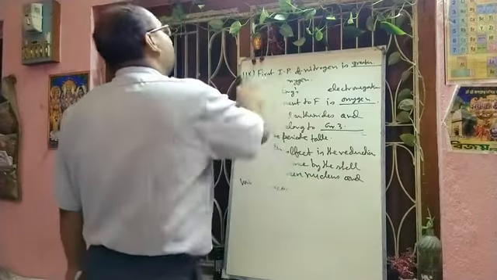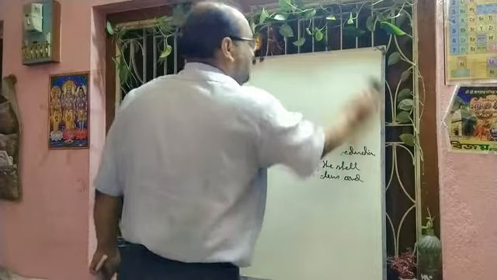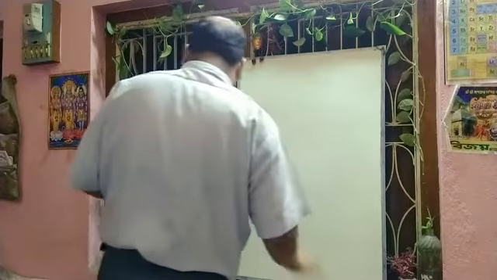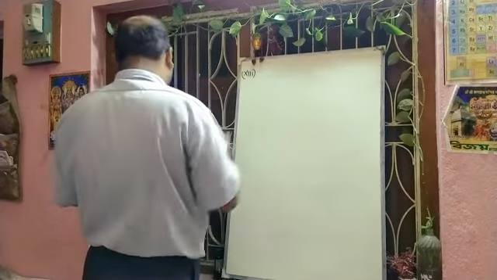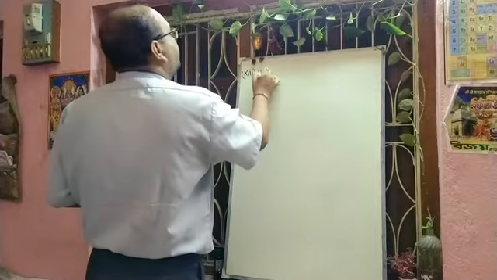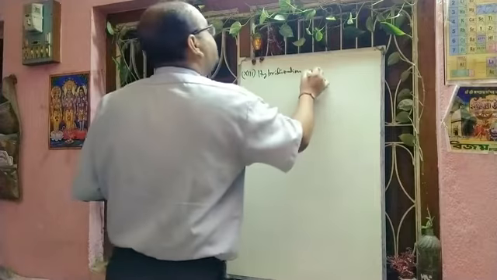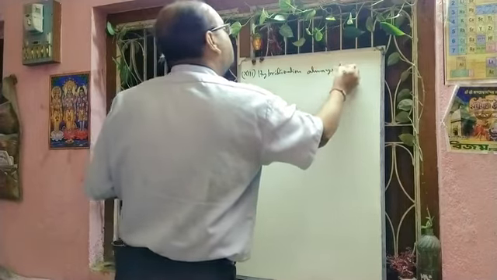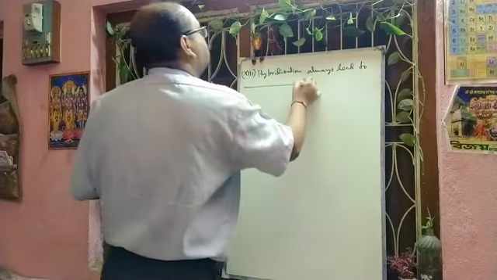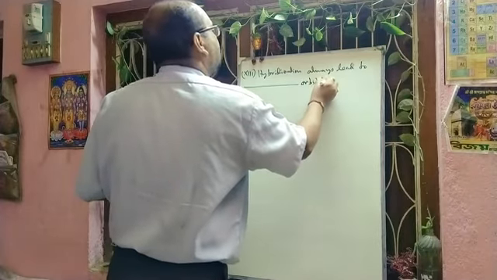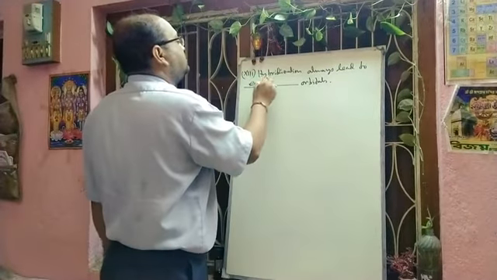Next we will discuss the questions from chemical bonding and molecular structure. First question I am discussing here, hybridization always leads to dash orbitals. Definitely it will be the equivalent orbital. So answer will be equivalent.